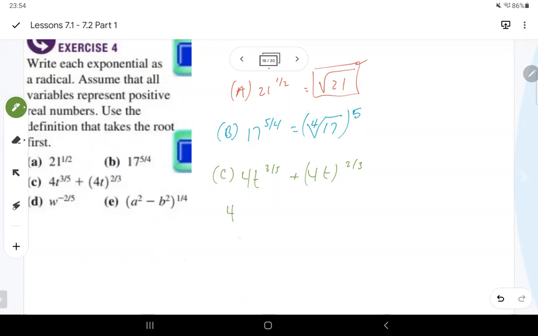Here we'll have 4 on the outside, cubed root of t. Oh, sorry. Read that one wrong. 5th root of t, this whole part cubed.